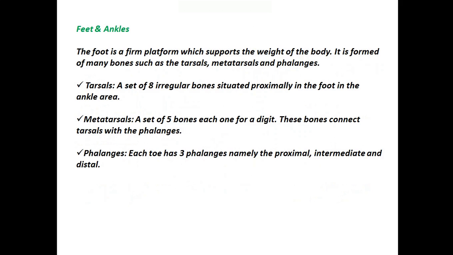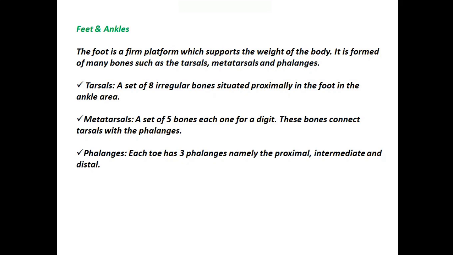Feet and ankles. The foot is a firm platform, which supports the weight of the body. It is formed of many bones such as the tarsals, metatarsals, and phalanges. Tarsals: these are a set of 8 irregular bones, situated proximally in the foot, in the ankle area. Metatarsals: a set of 5 bones, each one for a digit. These bones connect the tarsals with the phalanges. Phalanges: each toe has 3 phalanges, namely the proximal, intermediate, and distal.